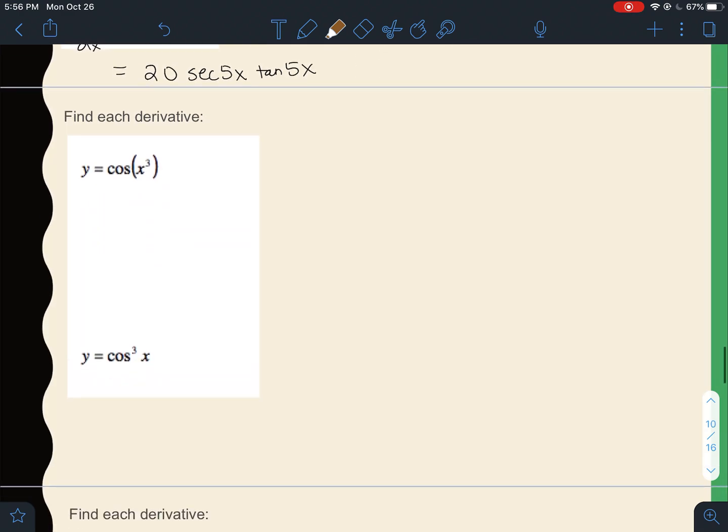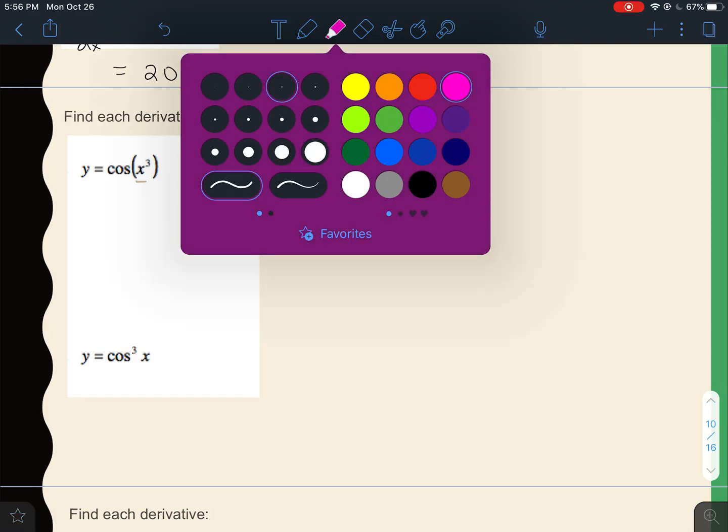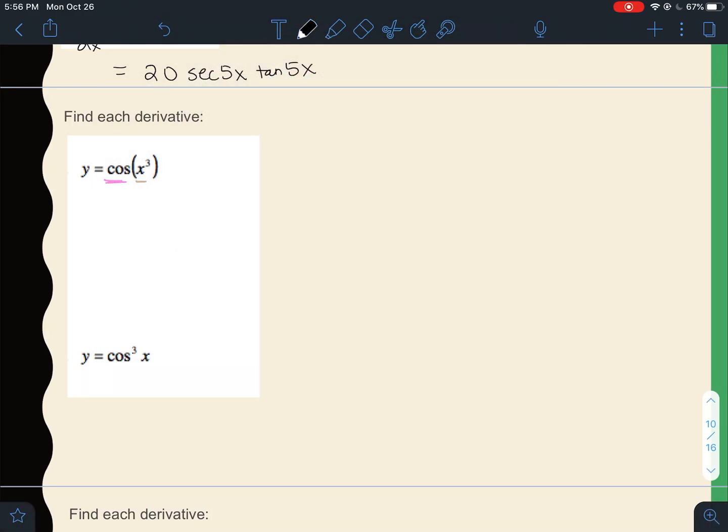All right, on the next one, the inside function is x to the third, and my outside function is cosine x. So chain rule says take the derivative of the outside. The derivative of cosine is negative sine. Then leave the inside function alone, x to the third, then multiply by the derivative of the inside, so 3x squared. And if I rewrote this, I would have negative 3x squared sine x cubed.